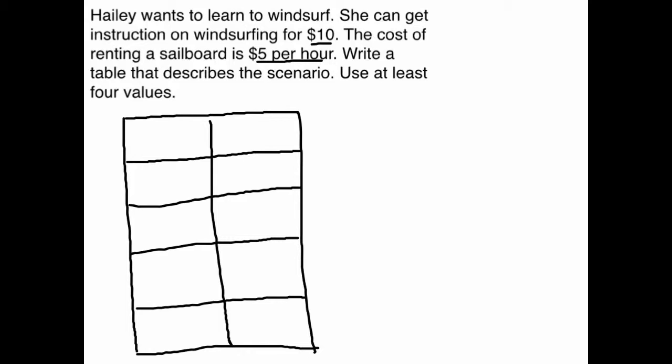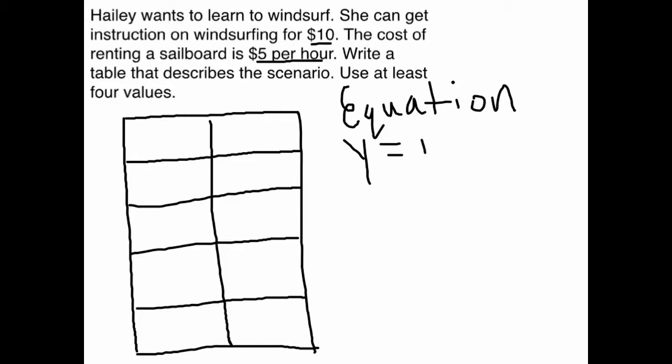The first thing I need to do here is write an equation. So what I need to figure out is, based on my two numbers that they gave me, $10 and $5 per hour, which is going to be my constant and which is going to be my coefficient. Remember, when I write equations from words, I want to use our slope-intercept form, which is y equals mx plus b.